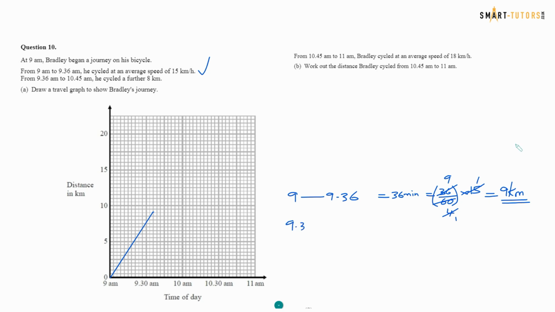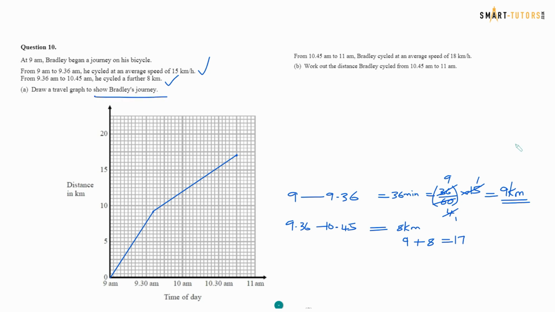9:36 to 10:45 he is traveling a further 8 kilometers. So 8 plus 9 is 17 kilometers in total. So 10:45 is going to be somewhere halfway through here. So now 17 kilometers. Why 17 kilometers? Previously 9, and 9 plus 8 is 17 kilometers in total. So 15, 16, 17 kilometers. This is the one, and that is the graph. Draw a travel graph to show Bradley's journey.